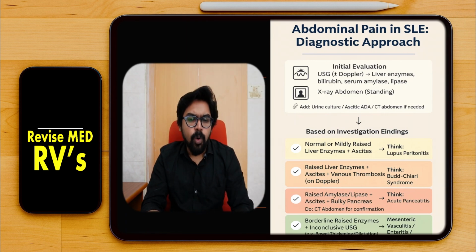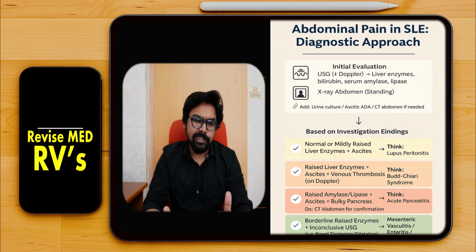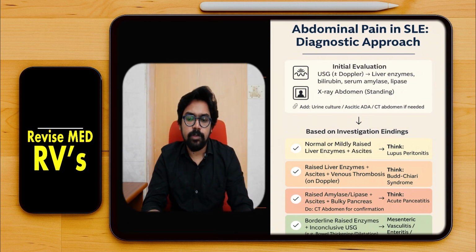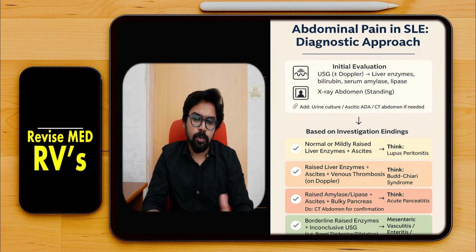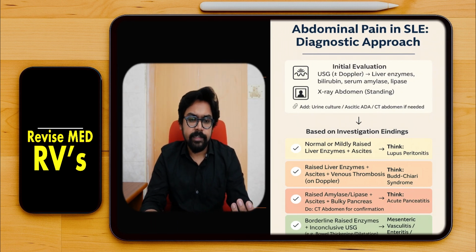If you are getting a borderline elevation of enzymes with an inconclusive USG, that is, there is a bowel wall thickening or dilatation, don't wait for other investigations or blood tests. Just do CT, because we have to find out the emergencies such as mesenteric vasculitis, lupus enteritis, and thrombosis. In case of mesenteric vasculitis, you can see a comb sign. Lupus enteritis, you can see a target sign.